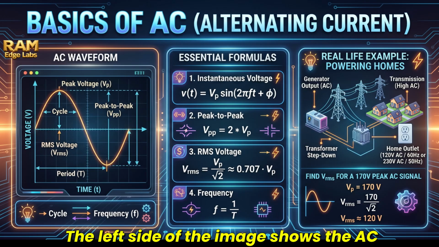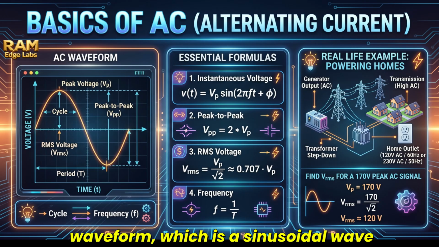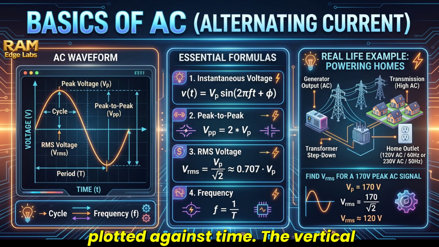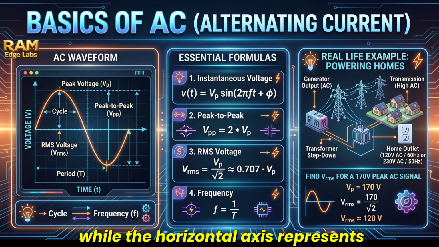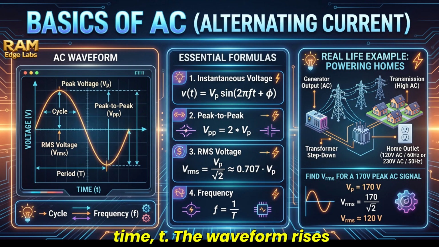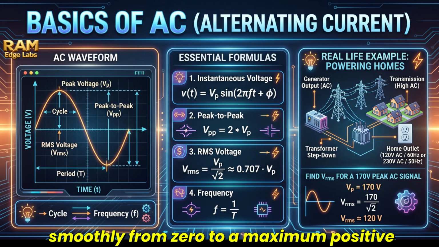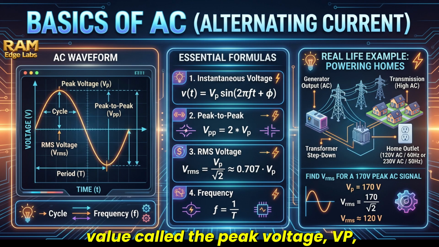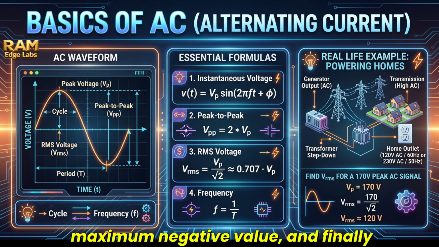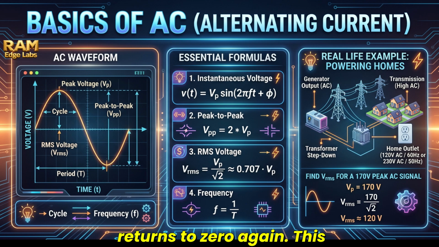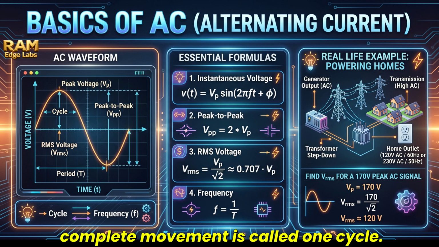The left side of the image shows the AC waveform, which is a sinusoidal wave plotted against time. The vertical axis represents voltage, V, while the horizontal axis represents time, T. The waveform rises smoothly from 0 to a maximum positive value called the peak voltage, Vp, then falls back to 0, continues to a maximum negative value, and finally returns to 0 again. This complete movement is called one cycle.